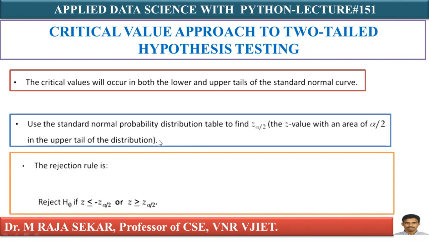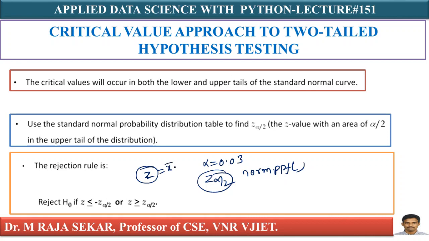We know what Z alpha by 2 is. How can I calculate Z alpha by 2? In the question itself, alpha is given. What is our alpha value? 0.03. Now I can find Z alpha by 2, isn't it? How can I find Z alpha by 2? With the help of norm.ppf. This function I already discussed. Now we have got Z alpha by 2 and we already calculated the Z value, in the initial slide itself using x bar minus mu by sigma by root n. That means I have the Z value as well as the Z alpha by 2 value. Reject H naught.